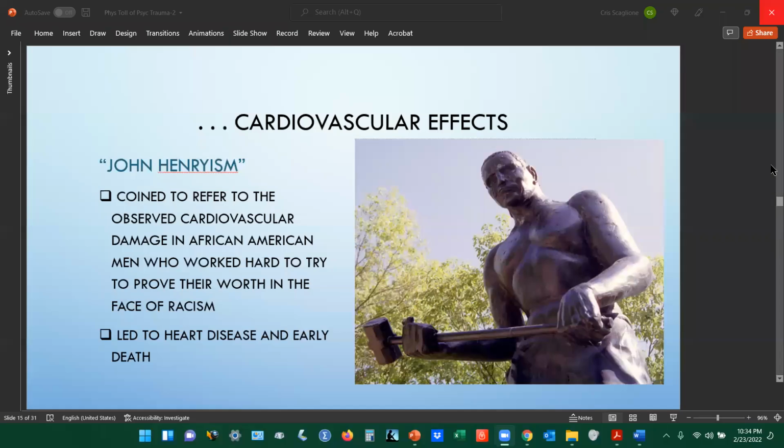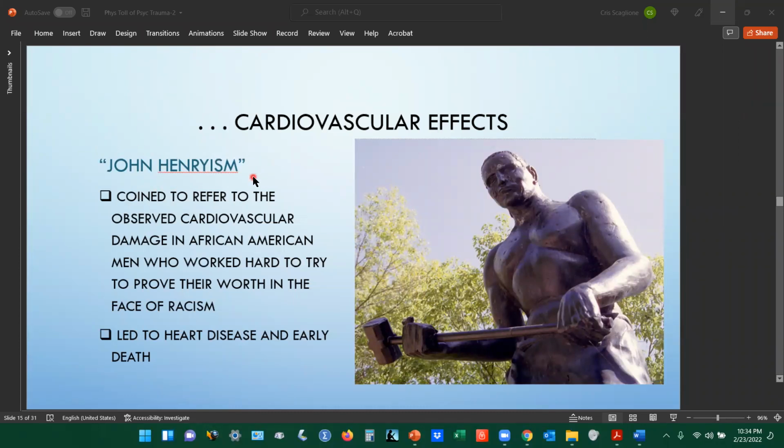So, okay, I'll go back to screen share and finish talking to you about John Henryism. Okay, so here we are. There we go. That's what I was looking for. I'll get a slightly easier to see cursor here. And there we go.